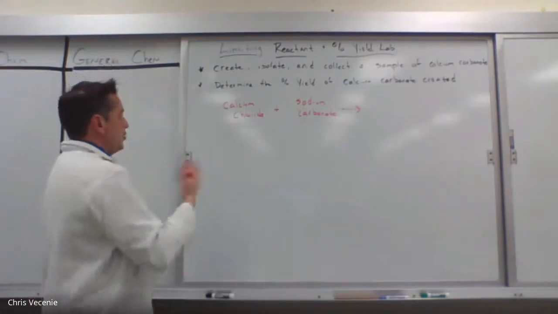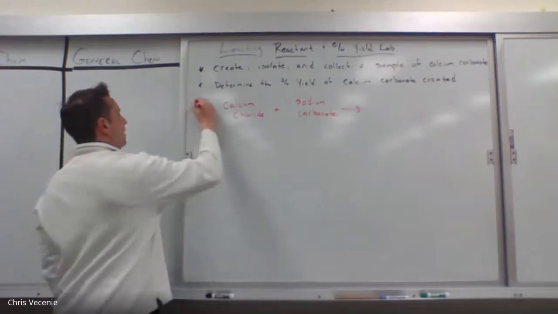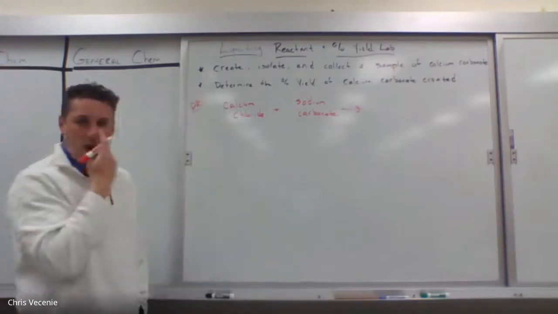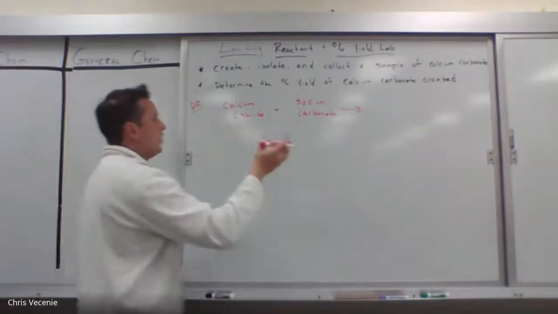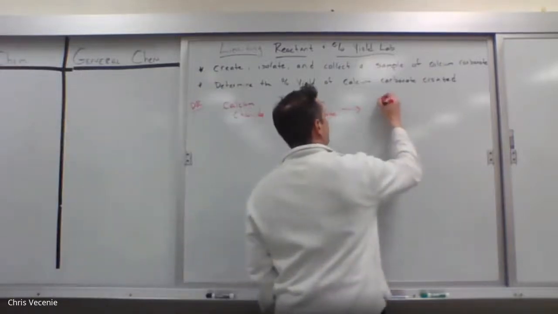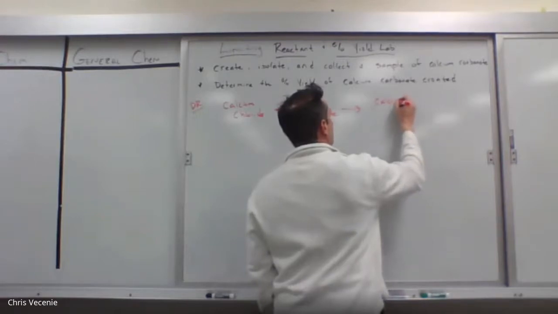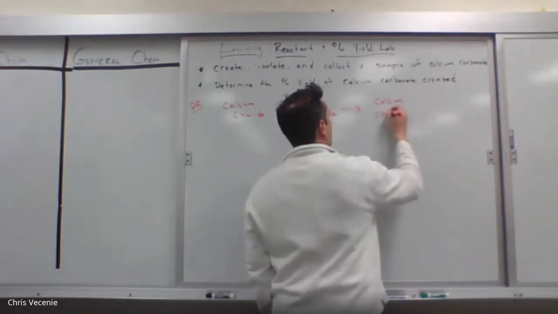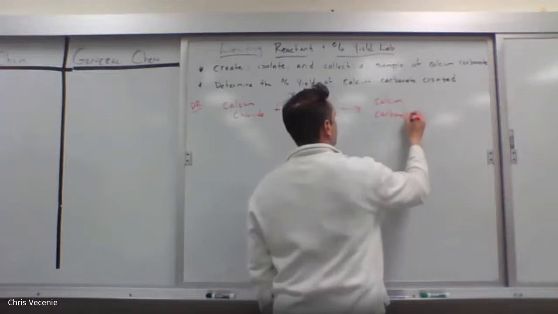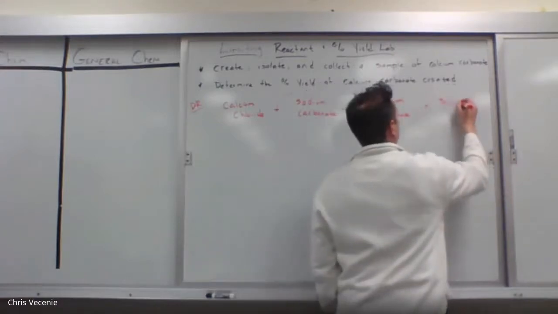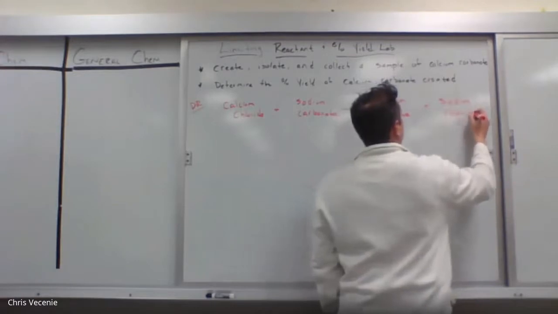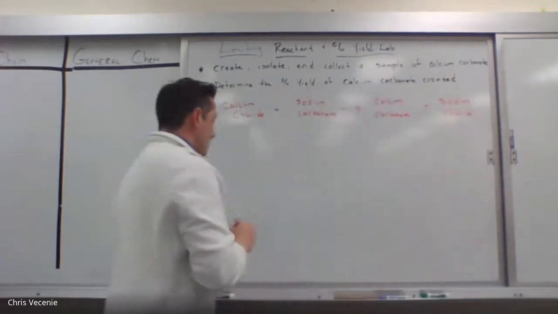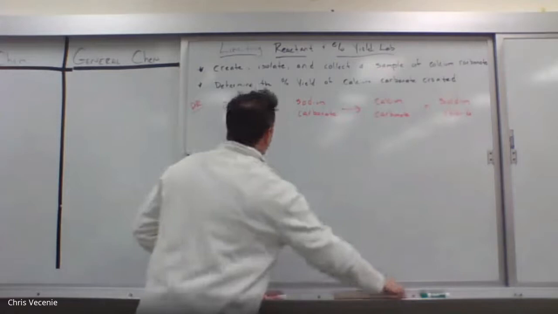If you look at this, you'd right away identify that it's a compound plus a compound. That makes it a double replacement. So the calcium and the sodium trade places. So we get calcium carbonate and we get sodium chloride.